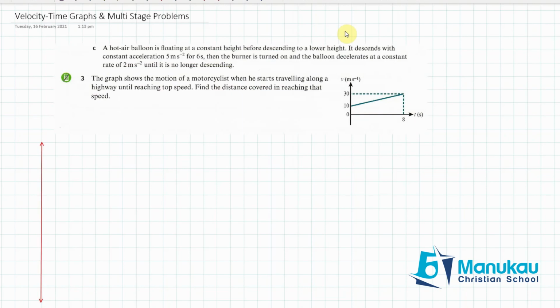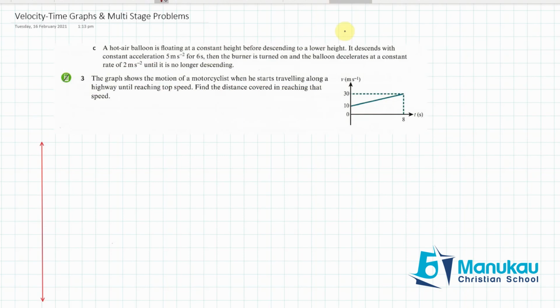and we know that it's floating at a constant height before descending to a lower height. And we know that it descends with constant acceleration of 5 meters per second squared. So it's going down. I'm going to call that a negative direction. And it does that for 6 seconds. And then the burner is turned on and the balloon decelerates. So this means that instead of going faster and faster down, it's slowing down on its downward trajectory, until it's no longer descending.